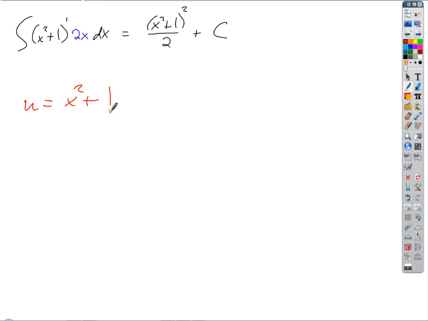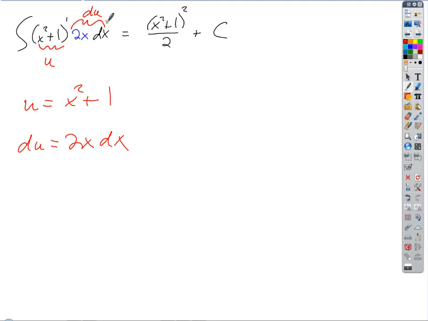Well, if u equals x squared plus 1, what's du? It's going to be 2x dx, right? We're just differentiating now, not with respect to anything, right? So by the chain rule, the derivative of 1 is 0, right? But the derivative of something squared is 2 times something times the derivative of what's inside. It's just a dx. Okay? So look what we get then. This part right here becomes a u, and that part becomes a du. And so we can make the substitution then.